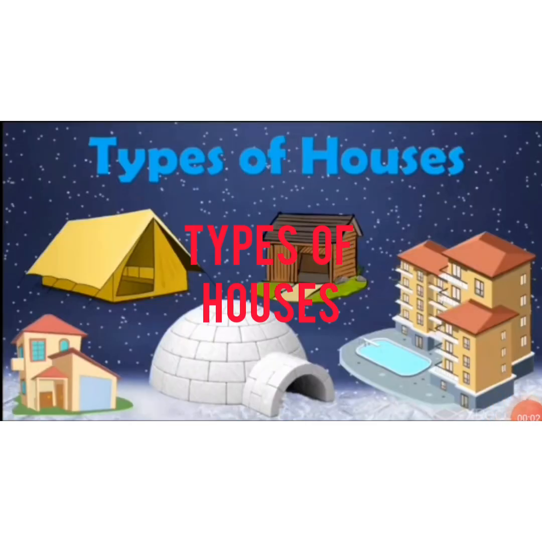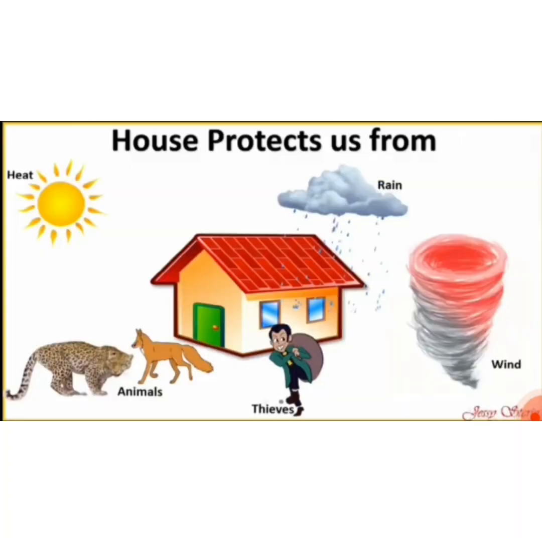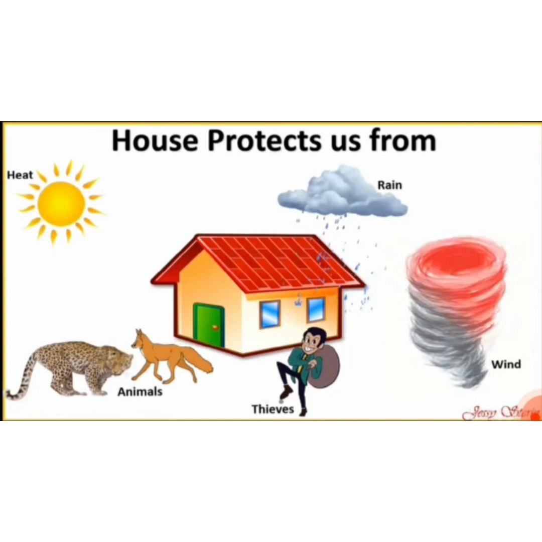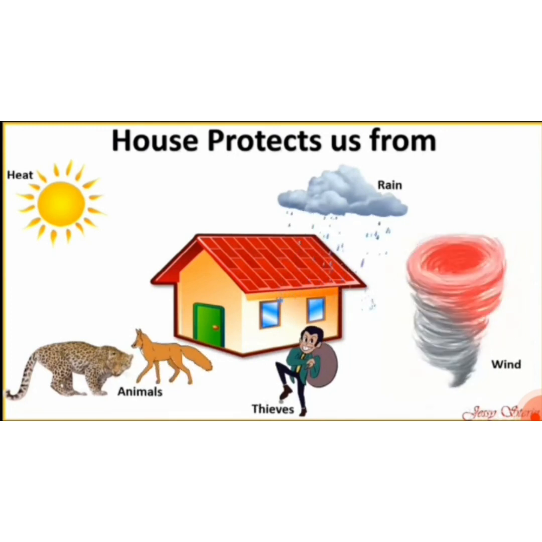Types of houses. But before starting with the types, I would like to tell you what a house is. A house is a place made for people to live in. The house in which we live with our family is called our home. Our house protects us from rain, wind, thieves, wild animals, and heat.